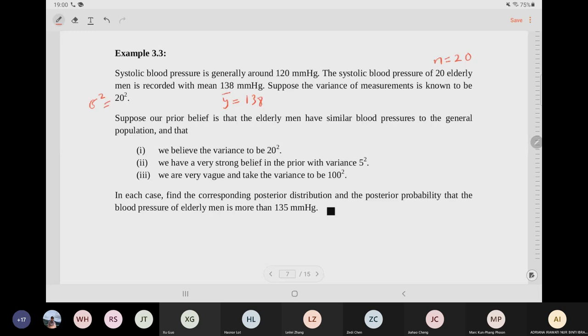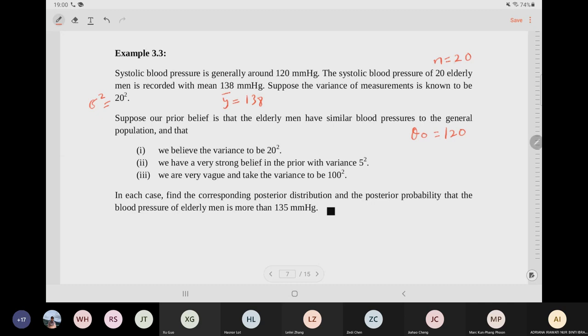Suppose that our prior belief is that the elderly men have similar blood pressure to the general population. So this means that we have a prior where we assume that your theta naught is equal to the general population, which is 120. So your theta naught is 120. This is in general, but then we have data from elderly men, so it's not the same as the general population, right?